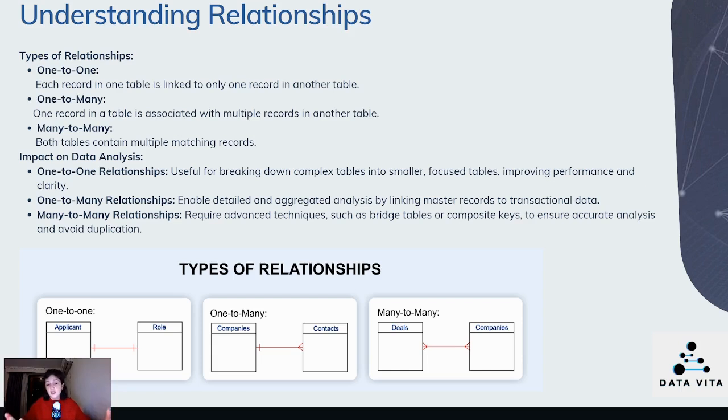Let's consider examples of these relationships. For example, there is a one-to-one relationship where an employee has a role. For example, me, Mari, my role is data analyst, and Mari is here only one time and has only one role. One-to-many relationship, for example, companies and contracts.